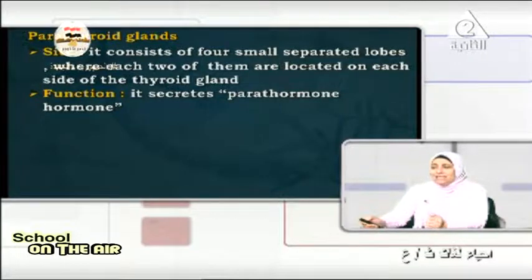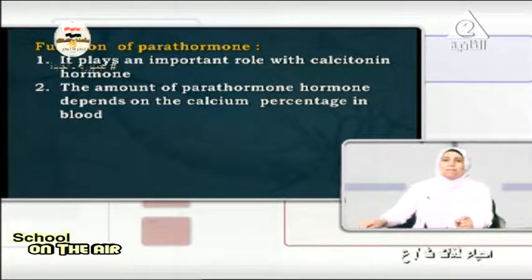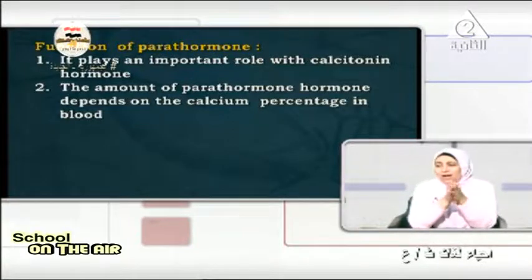It secretes parathyroid hormone. What is the function of parathyroid hormone? Number 1, it plays an important role with calcitonin hormone, which means it affects the calcium percentage. The parathyroid hormone affects the percentage of calcium in your body.